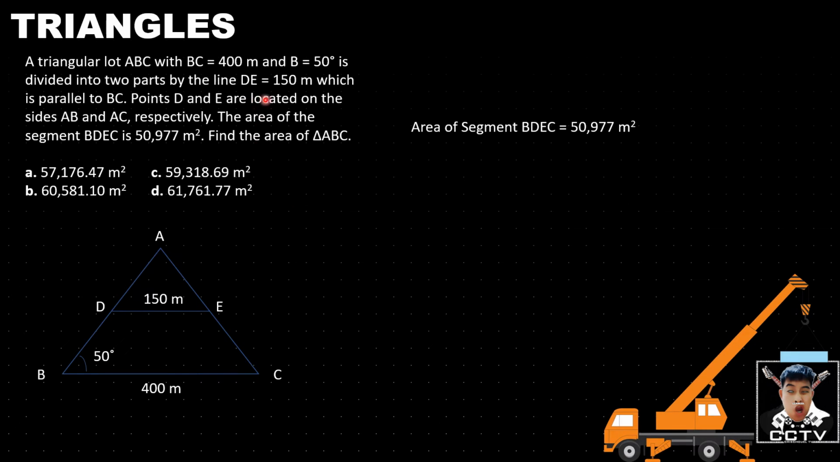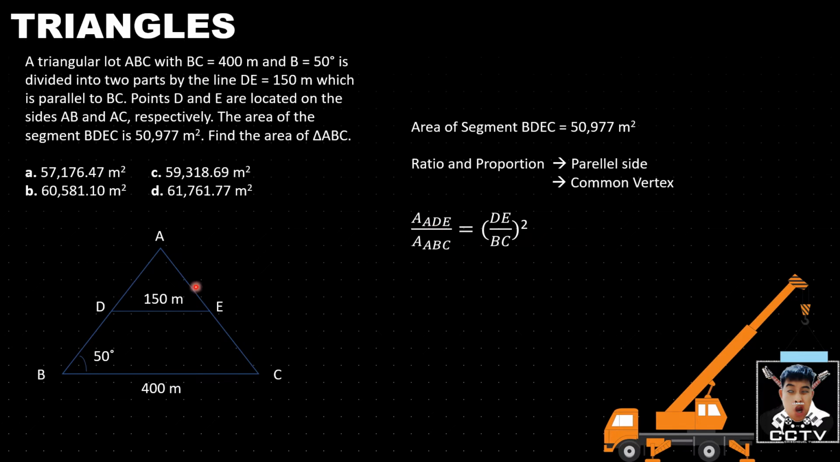Ano sabi naman dito? Area of the segment BDEC, which is a trapezoid, is 50,977. Ratio and proportion lang tayo. Ang pwedeng maging basehan natin sa ratio and proportion is kung parallel ang side nila at common ang vertex nila.